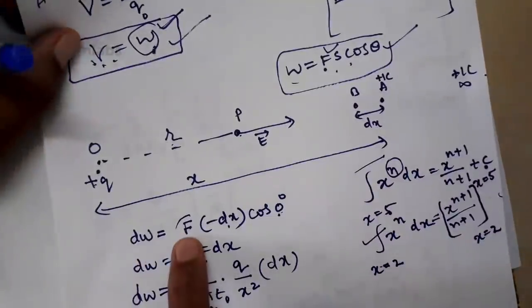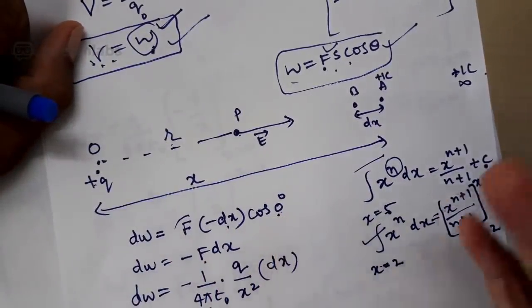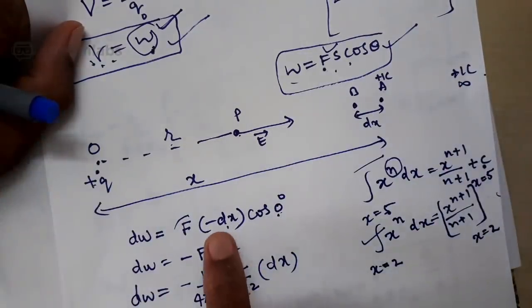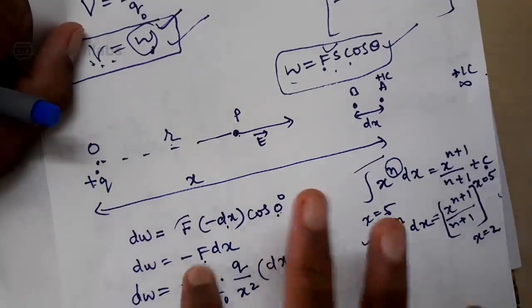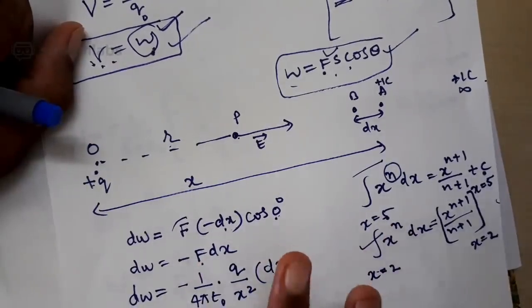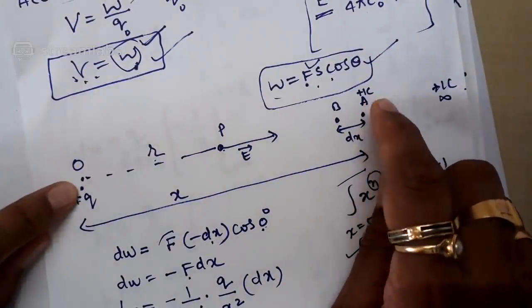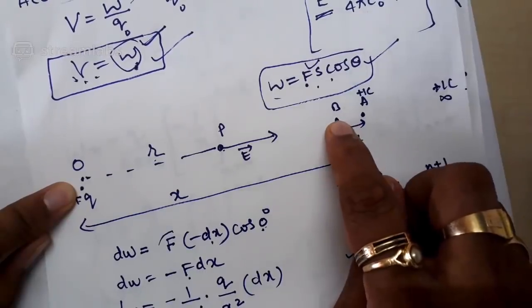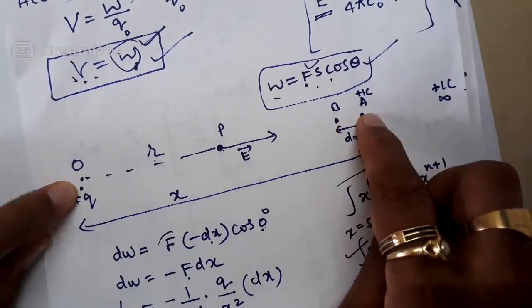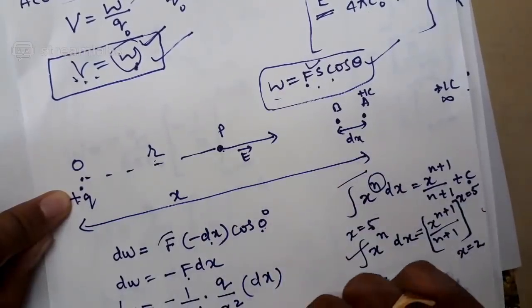dW is equal to F into minus dx into cos 0. You understood why theta is 0 because force and displacement are in the same direction, and you understood why dx is negative, already explained in the previous discussion. So minus F dx. So dW is equal to F, where F is the electrostatic force between plus 1 coulomb charge and plus Q charge. Of course, when the plus 1 coulomb charge is at A, or at B, or anywhere between A and B, I can say its distance from plus Q charge is nearly x only because dx is very small compared to x.